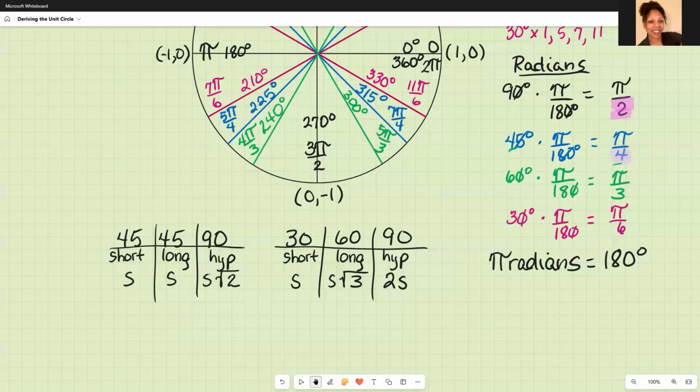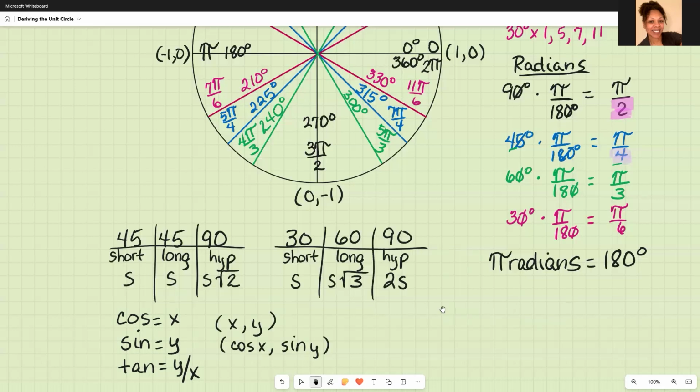You also need to know that cosine represents x, sine represents y, and tangent represents y over x. So what this means is, as a coordinate, if I write x and y, the cosine comes first and then the sine comes second. Just think of your alphabet, and that should help you to remember which is which. C comes before S, X comes before Y.